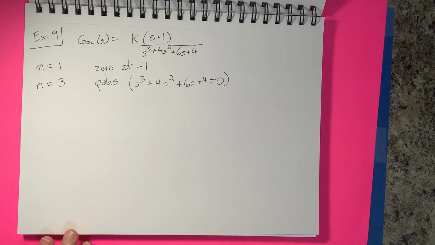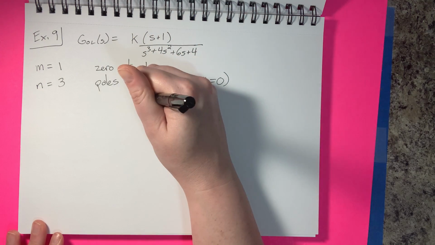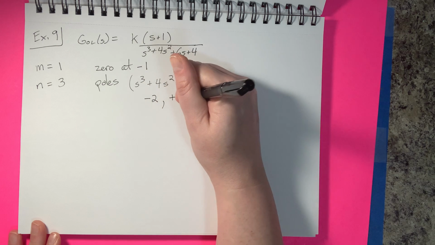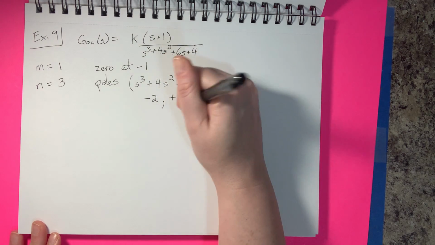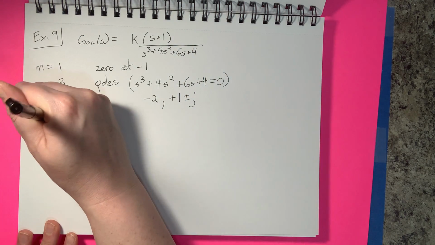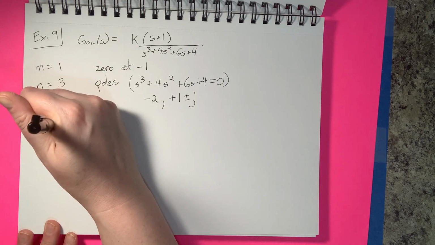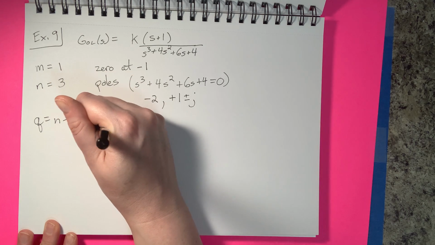Get that value for you. Yes, okay, good. So the poles will be at -2 and plus or minus j, positive 1 plus or minus j. Okay, and we can solve for q. We'll want to go ahead and do that. We have an n minus m, and we should have 2 virtual zeros.